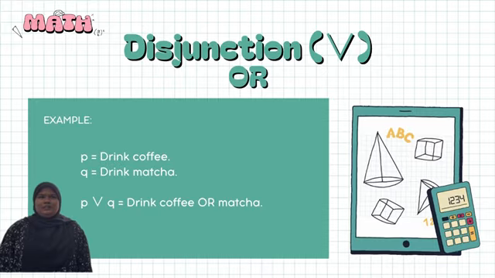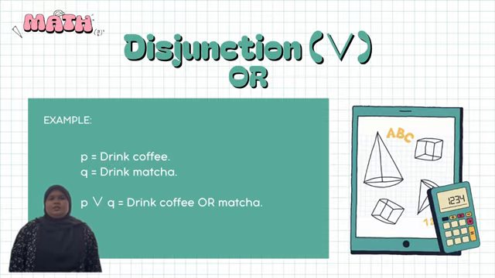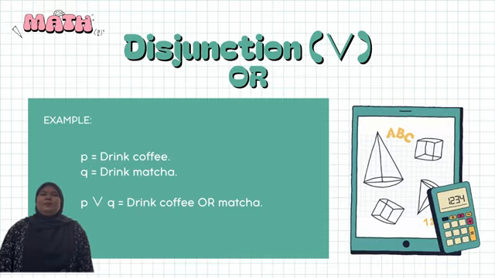The third symbol is disjunction. Disjunction is or. For example, P: drink coffee, Q: drink matcha. P or Q, which is drink coffee or matcha.